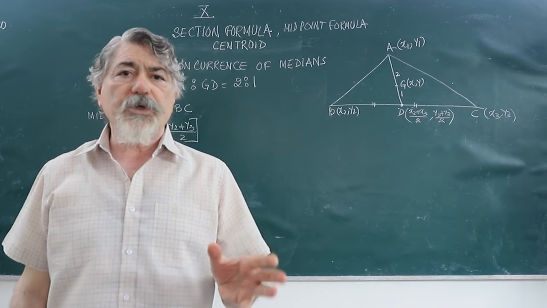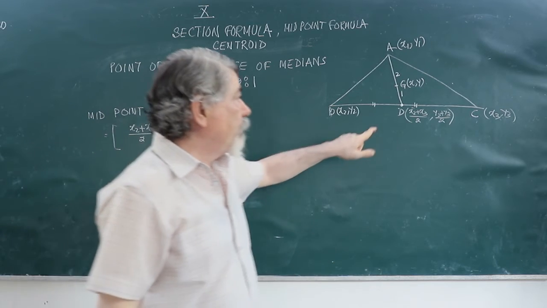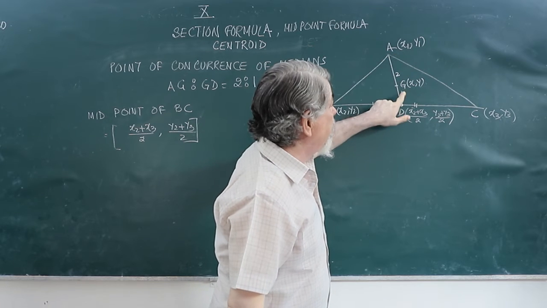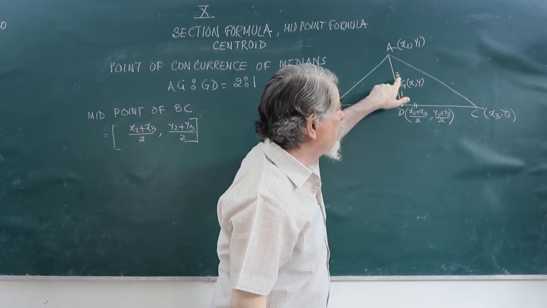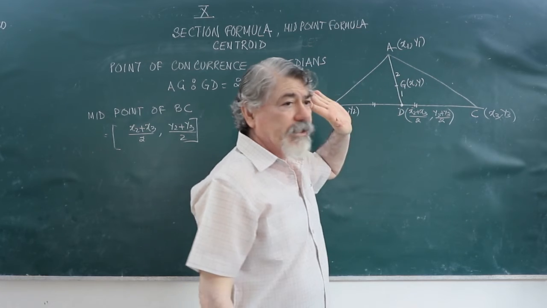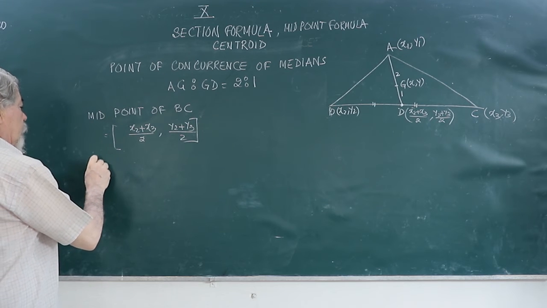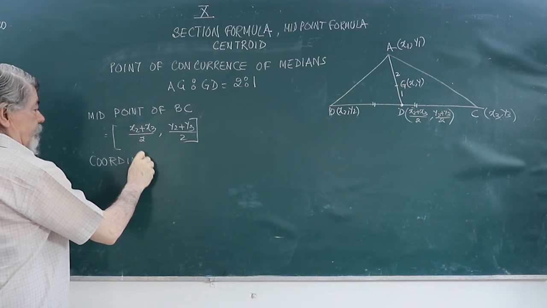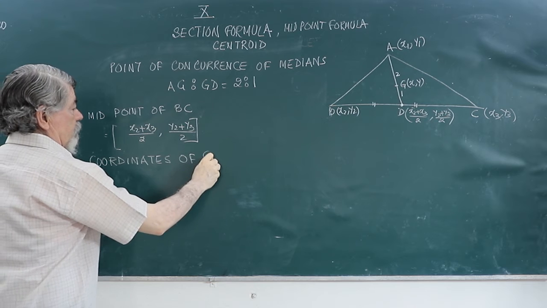We add up the x coordinates, divide by 2. We add up the y coordinates, divide by 2. I have got the coordinates of point D. I have got the coordinates of point A. I want to find the coordinates of point G. I know the ratio AG to GD, so I can calculate by application of the section formula the coordinates of G, the centroid.